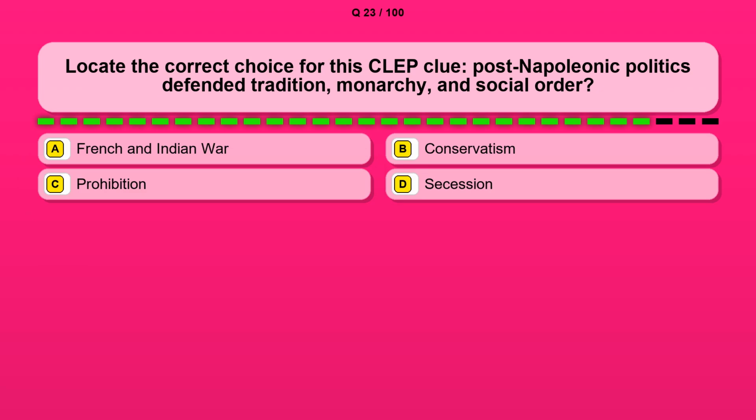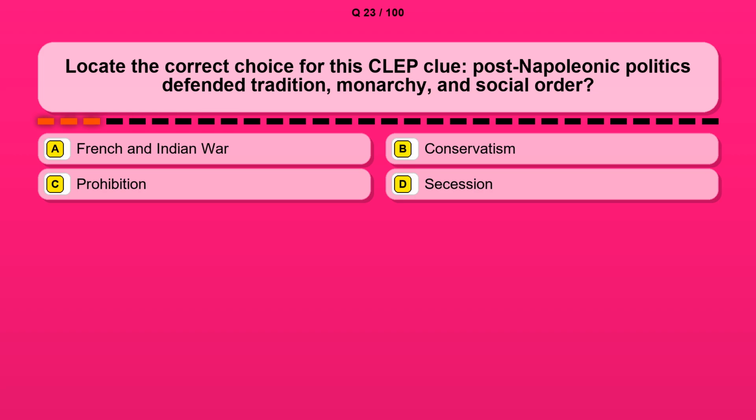Question 23. Locate the correct choice for this CLEP clue. Post-Napoleonic politics defended tradition, monarchy, and social order. Option A, French and Indian War. Option B, Conservatism. Option C, Prohibition. Option D, Secession.